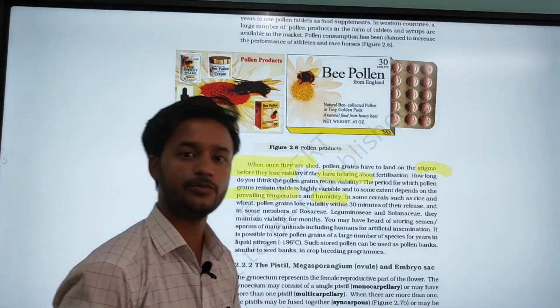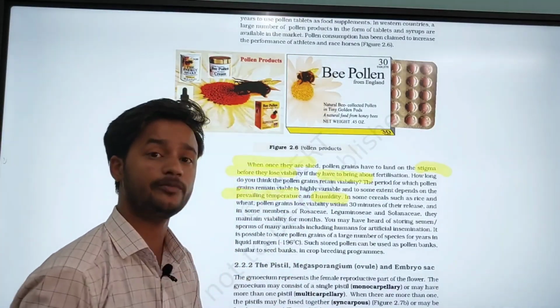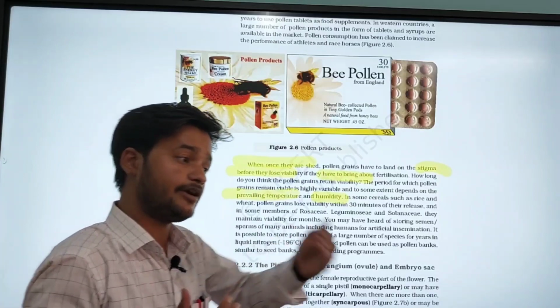Prevailing temperature and humidity means optimum temperature and humidity. Viability is the ability of the pollen grain to produce its pollen tube.